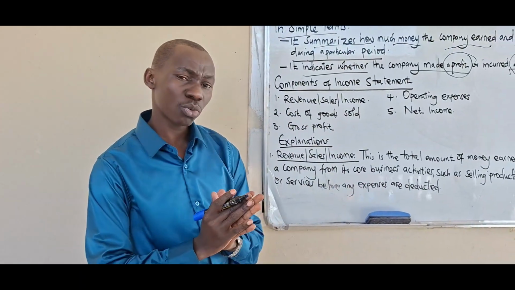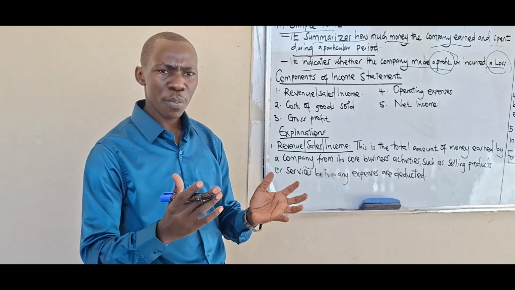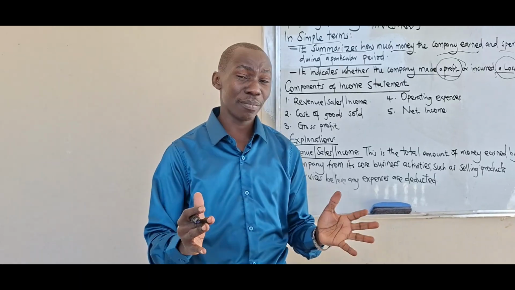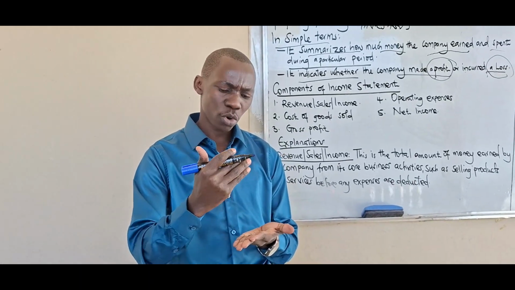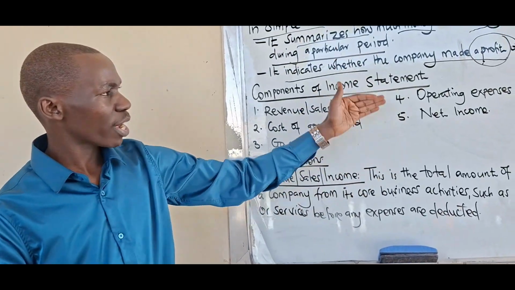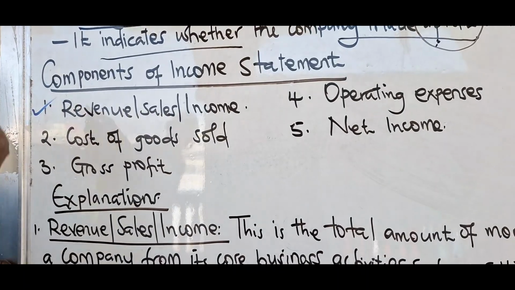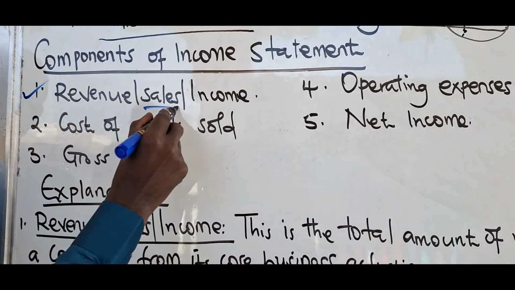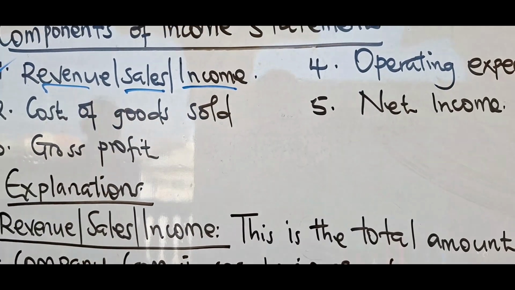As we talk about the income statement, we need to look at some components. Components are the parts which make up our income statement, all the elements. So when someone talks about the income statement, what are those parts or elements we must include as we are trying to determine the net income for the business? Number one, we need to look at the revenue. Revenue, other people may call it sales, others income. We are going to look at each in detail.